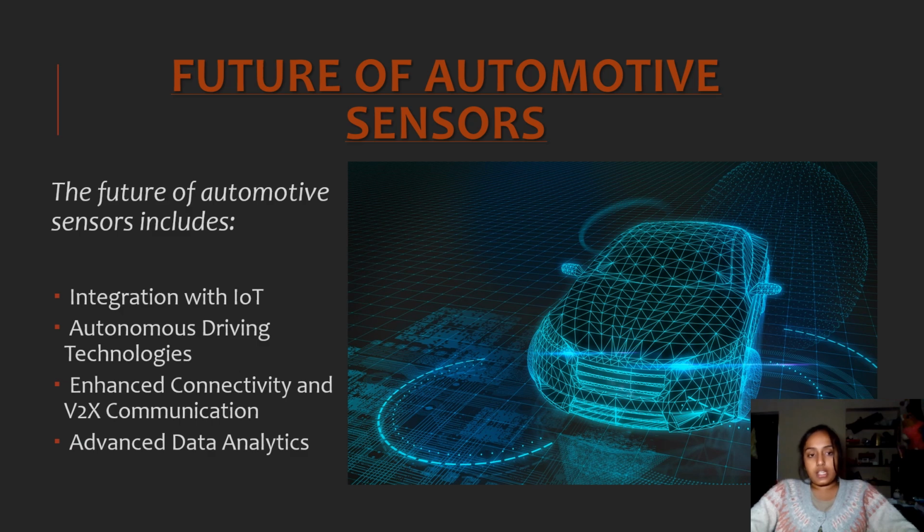Future of automotive sensors. How is this going to be implemented in the future? Integration with IoT, autonomous driving technologies, enhanced connectivity and V2X communication, and advanced data analytics. With all the inputs we are getting from these sensors, it is getting easier to implement more futuristic ideas in our present day cars. IoT means a much more communicative car that can understand, communicate, and make basic decisions for us during driving. It could be autonomous driving, and it could also be V2X communication.